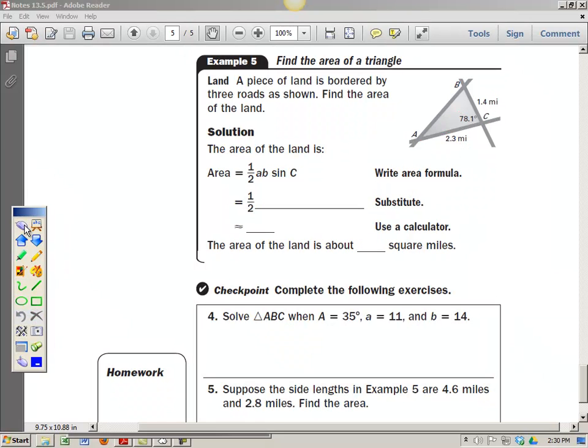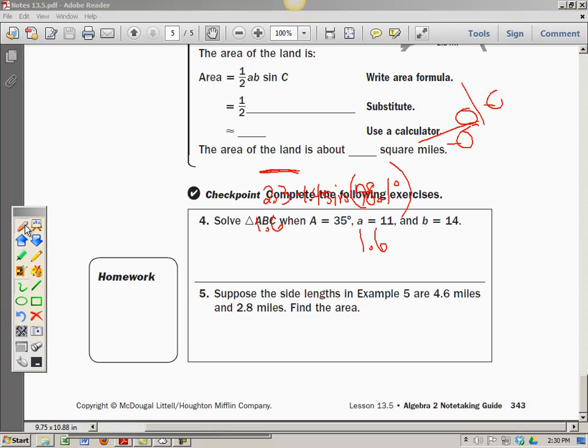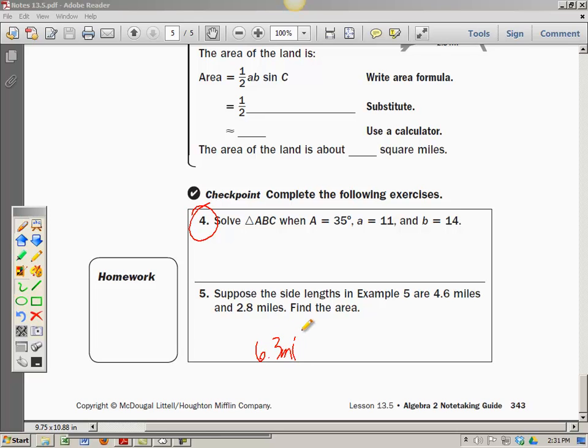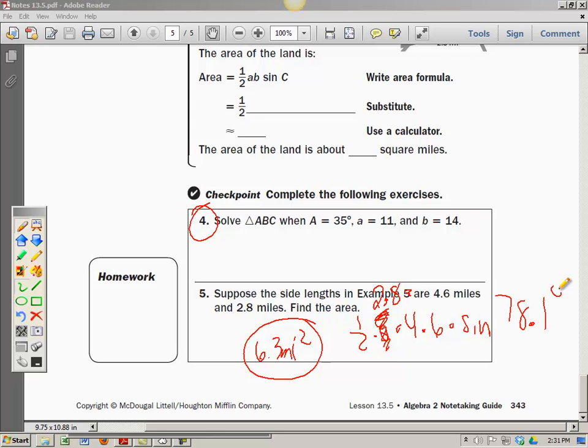Try example number 5 in the checkpoints down below. You should be able to do example 5 in the checkpoints. The rest of it, like I said, example 4 we'll save as a wrap-up for what we're going to finish tomorrow. But go ahead and try example 5 in your checkpoints. The answer ends up being 6.3 square miles. All right, so if you want to work that one out, it should be 1/2 times the 2 sides given, 5 and 4.6, and then multiply that by the sine of, whoops, I'm sorry, it's 4.6 and 2.8. Sorry, I was looking at the 5 from example 5. So your 2 side lengths are 2.8 and 4.6, and then we multiply by the sine of 78.1, because that's the angle given in the previous example, and that should come out to 6.3 square miles.